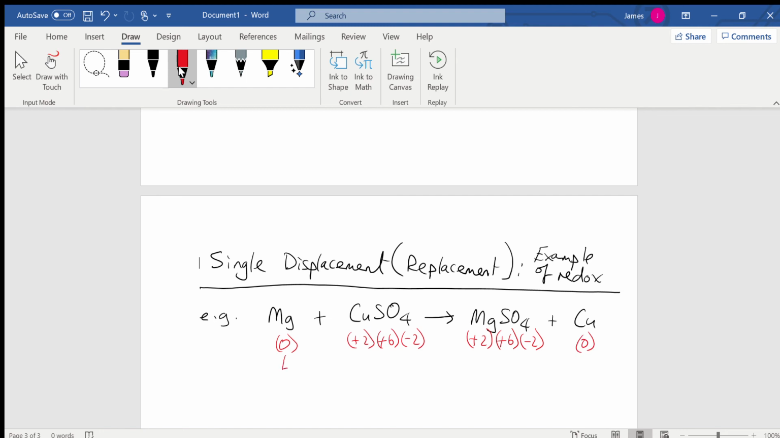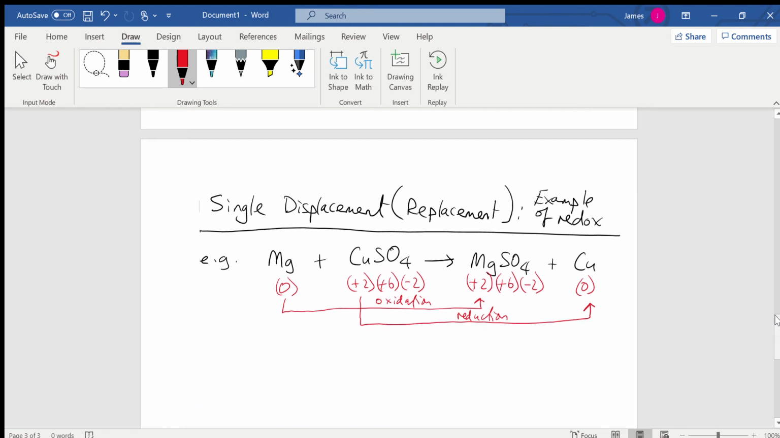All right, so we know it's definitely redox because magnesium is increasing oxidation state, so that's oxidation. Sulfur and oxygen are not changing, but copper has gone from the plus 2 state to the 0 state, that's a decrease, so that's reduction. So I've got oxidation and reduction occurring in the same reaction, so it's redox. This notion of single displacement, that's because you've got one element being displaced or one element being replaced, and it fulfills the following template.